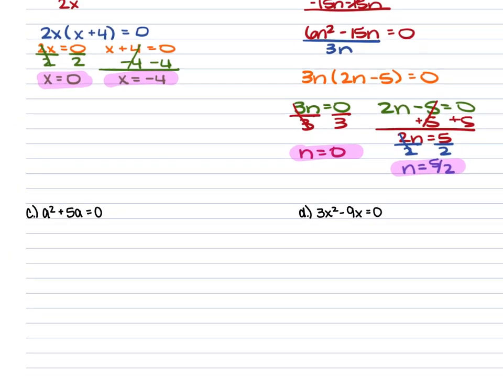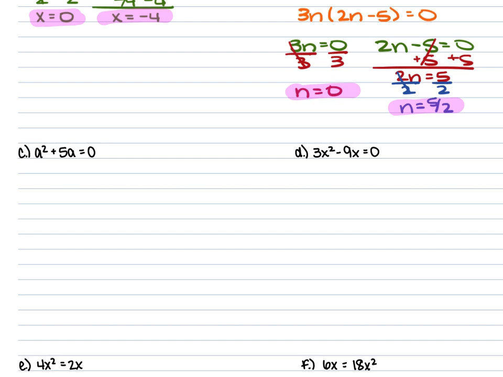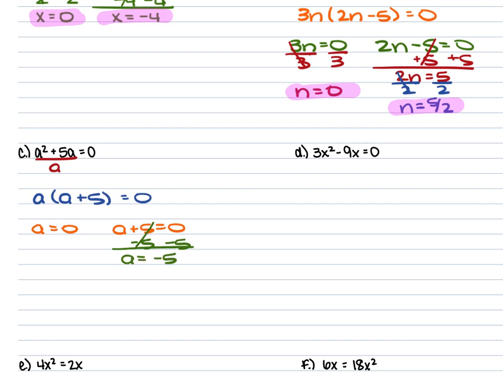For example C, we have a squared plus 5a is equal to 0. So with this one, we're going to factor out the greatest common factor, which is just a. So this gives us a times a plus 5 is equal to 0. We're going to set each part equal to 0, so it's going to give us a is equal to 0, and a plus 5 is equal to 0. We subtract 5 from each side and get that a is equal to negative 5, and a is equal to 0.